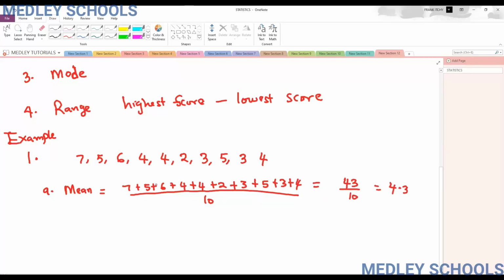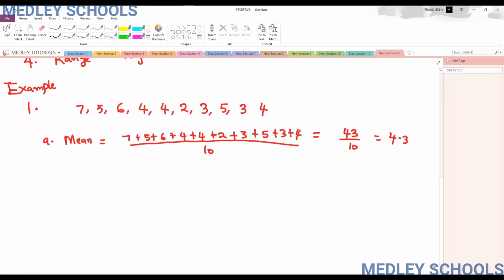That means the mean of that data given is 4.3. Now, the second part is asking us to find the median. Before we can find the median, we know that the median is the middle number. That means we have to rearrange the data given to us either in ascending order or in descending order. So I want to arrange in ascending order.